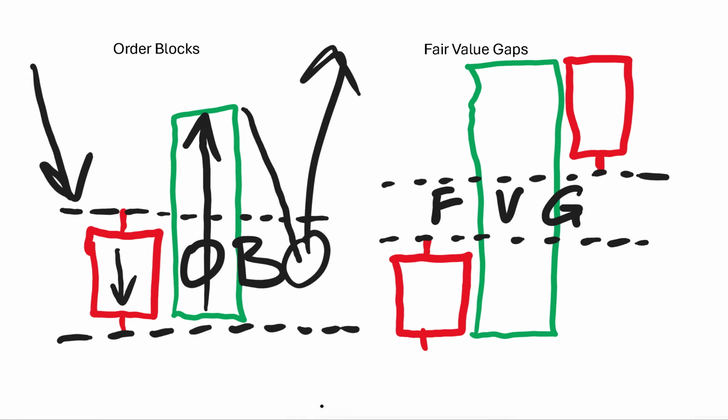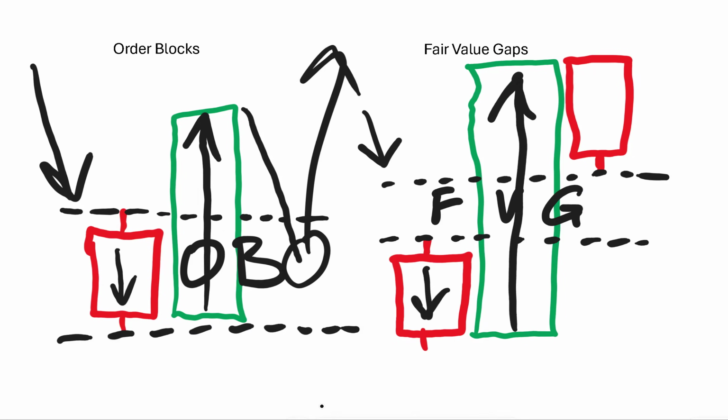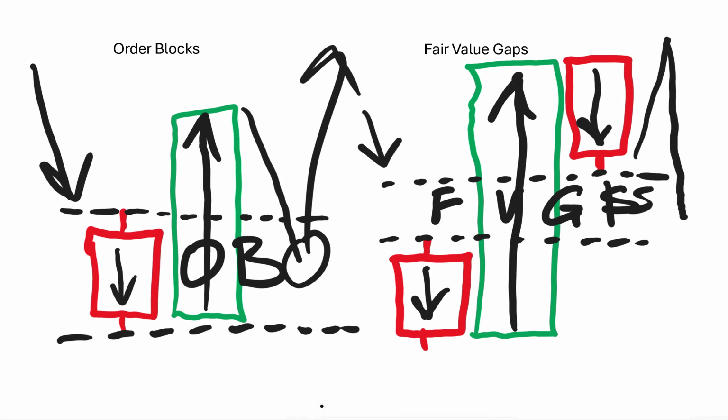Now with a fair value gap, same thing. Price will be coming down. Then you get the impulse candle here, and then price will start coming down here. Now, what will happen is price will give you this gap right here. It'll go up and then it'll come back down to grab the liquidity inside of this fair value gap. Because all this is internal liquidity, fair value gaps and order blocks.